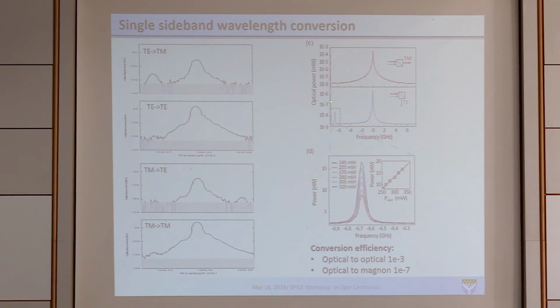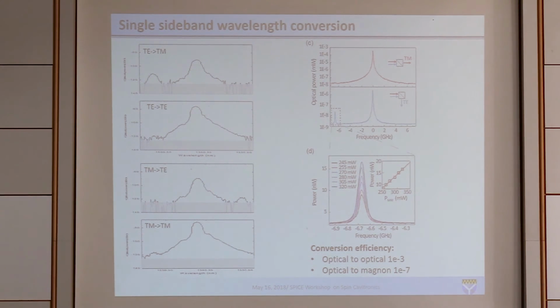Here I'm showing the conversion efficiency, 10 to the minus 3, 0.1%, from optics to optics, where your control beam is a Magnon. Which sounds okay. An electro-optic modulator has 10 to the minus 3 efficiency. But if you really look at the microwave to optical conversion, it's 10 to the minus 7. That's not good. That's the same model we have in the electro-optic modulator we have used for 5 decades. So we need to improve that.